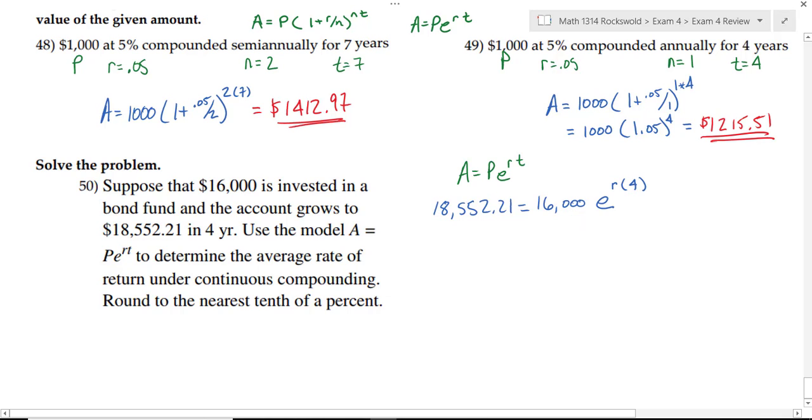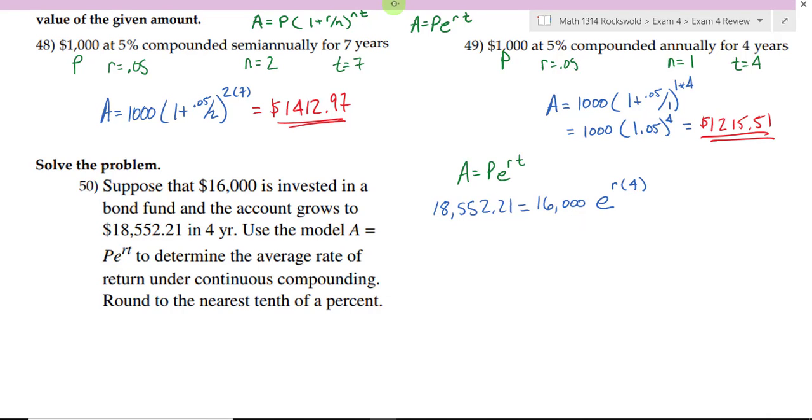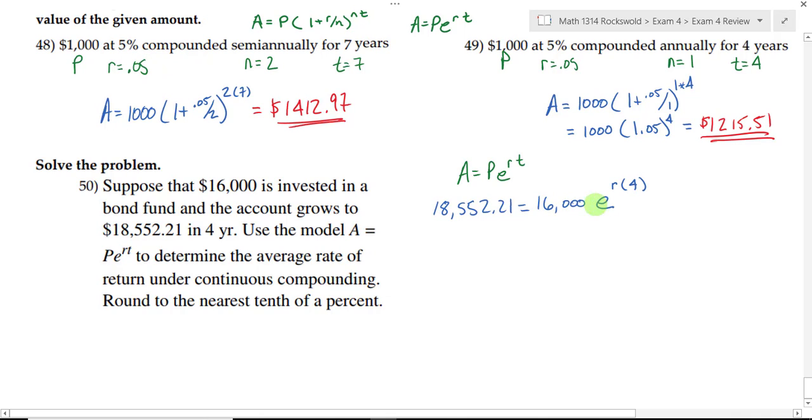What can I do to get that 16,000 off of the E? Not subtract. This is 16,000 times E. What undoes multiplication? Division. So we divide both sides by 16,000. What you do to one side, you have to do to the other. When we do that, this goes away, and I end up with E raised to the 4R equals 18,552.21 divided by 16,000. I don't want to do this right now and get a decimal approximation because I'll run into trouble with rounding. I don't want to make any rounding errors.